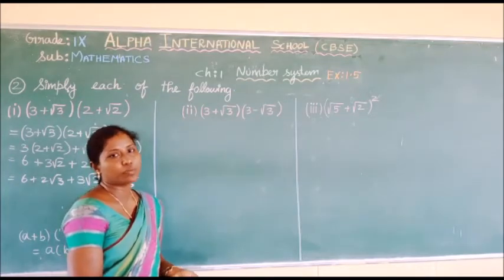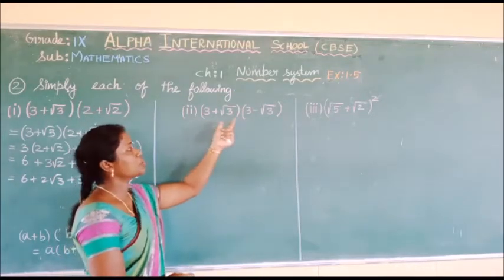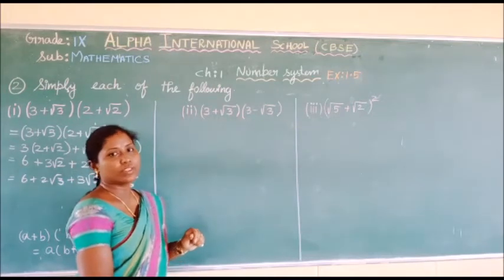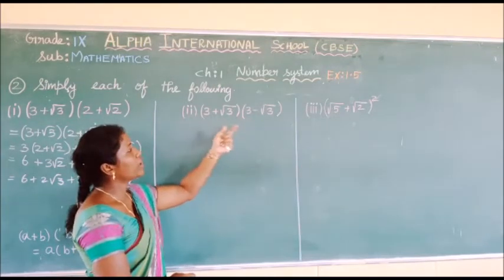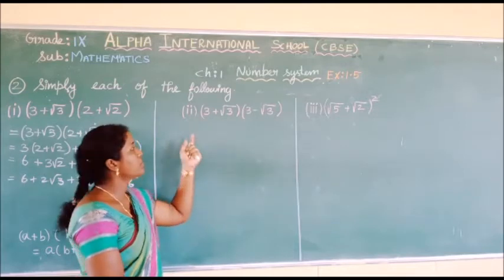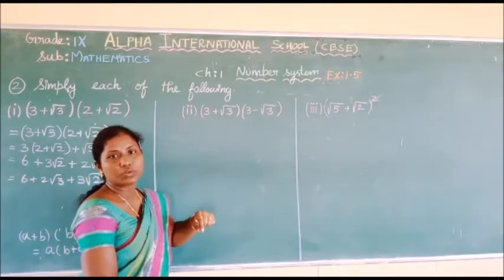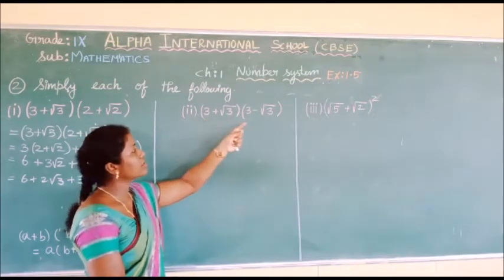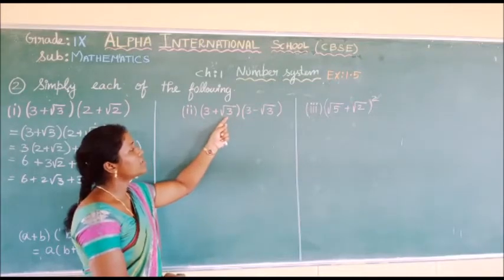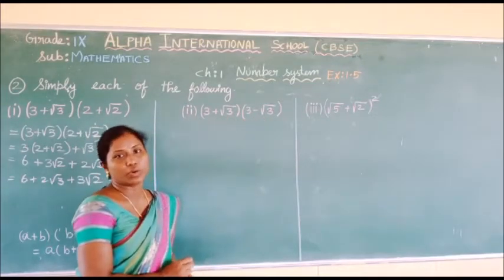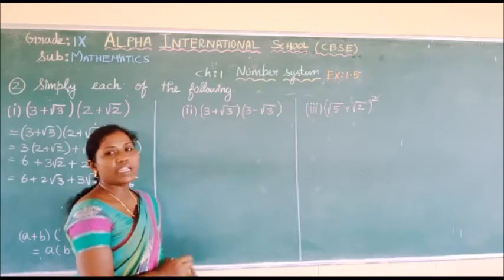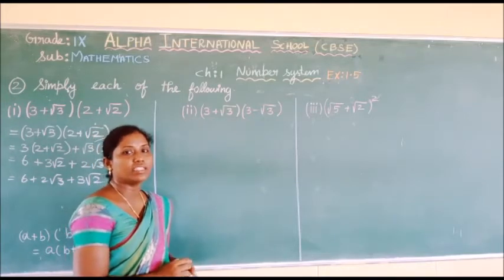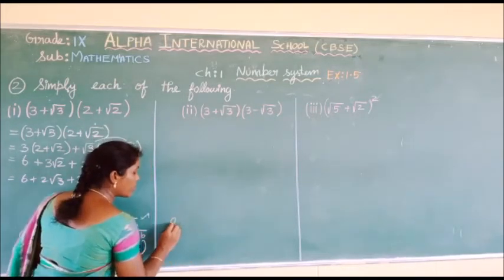Here also we have to multiply, isn't it? The first term should be multiplied with the second term. See, any clue here you are finding in the second problem? 3 plus root 3, 3 minus root 3. Here the first term is 3, in the second also the first term is 3. Here it is root 3, and in the second term also it is root 3. Indirectly the question indicates a formula in algebraic identities. What identity do you remember using this?